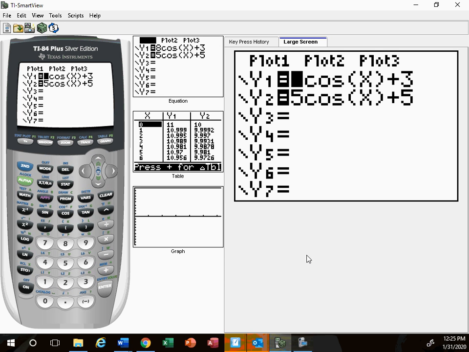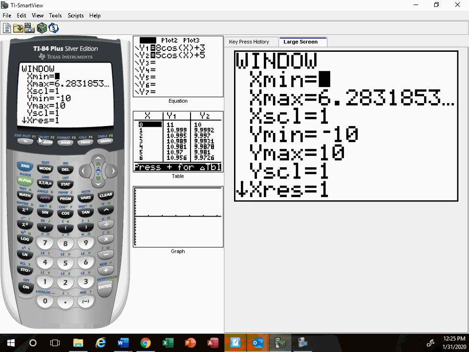Don't push graph yet, because probably nothing's going to show up for you. We're going to change our window. Okay, everybody have it keyed in? Go to window. That's up here on the top. It said solve from 0 to 360, so my x minimum should be 0, and my x maximum should be 360.